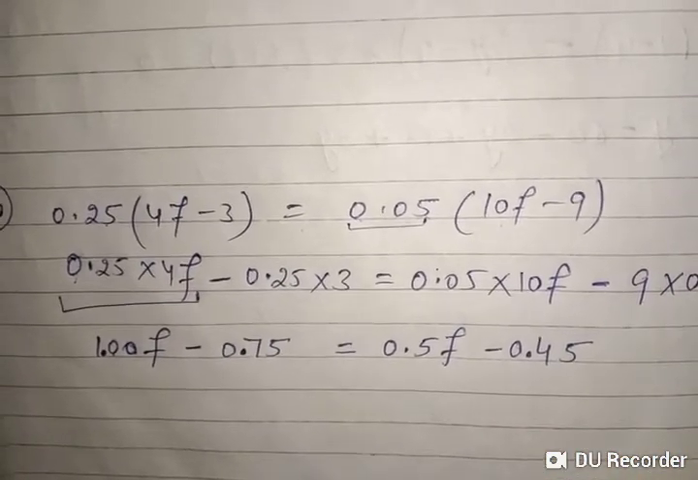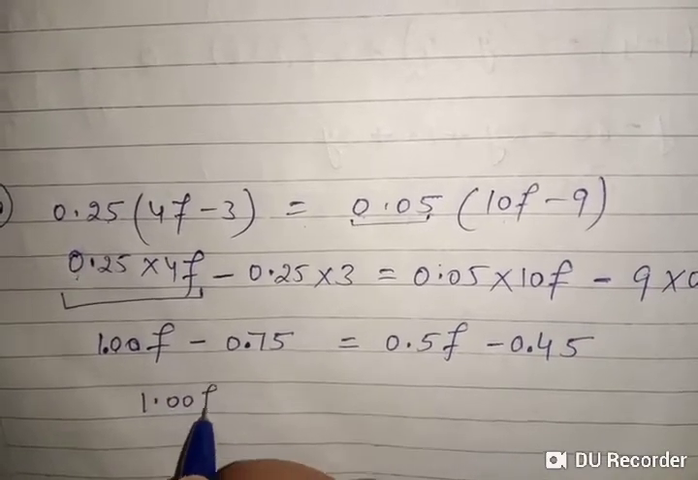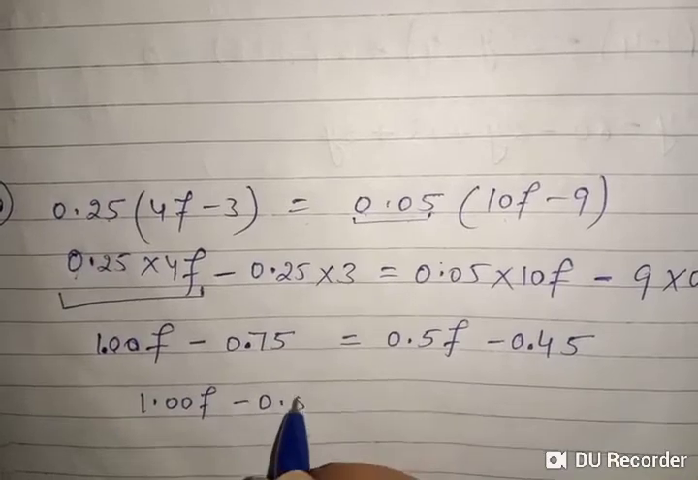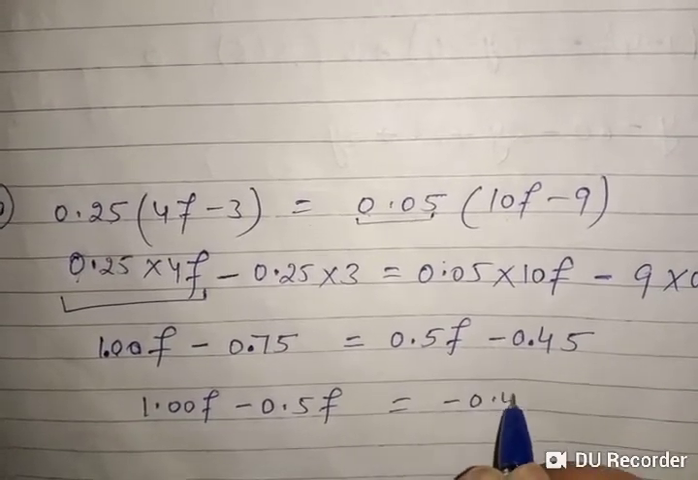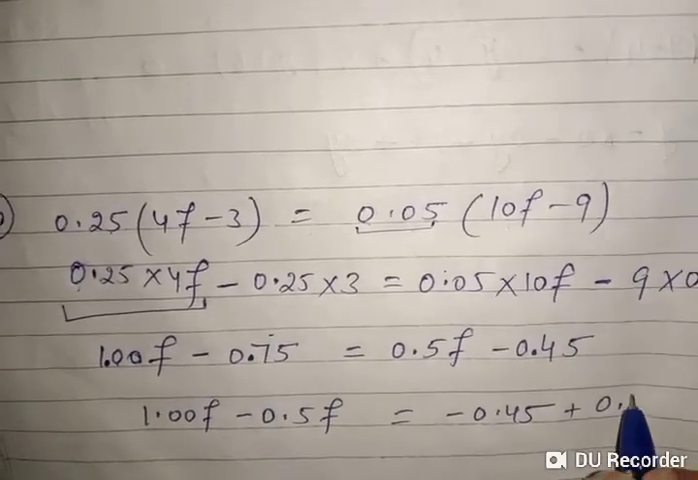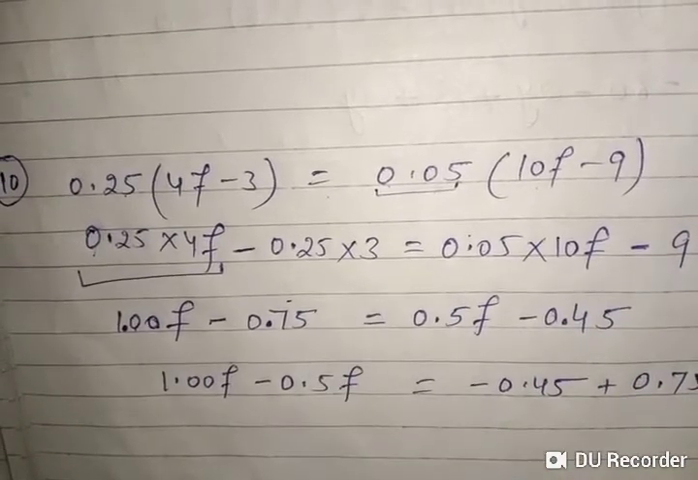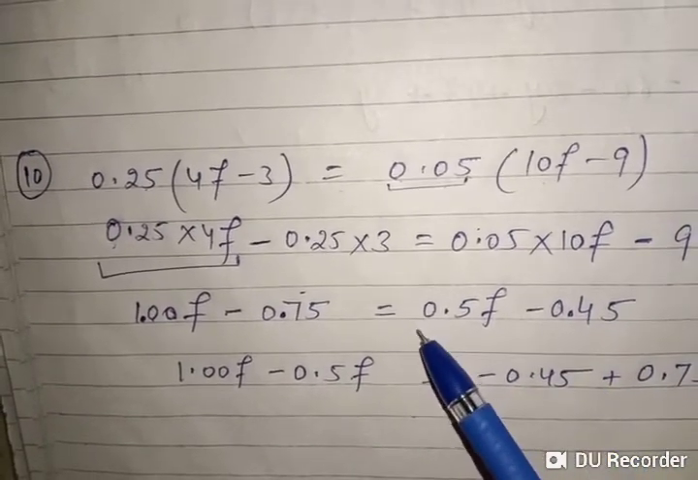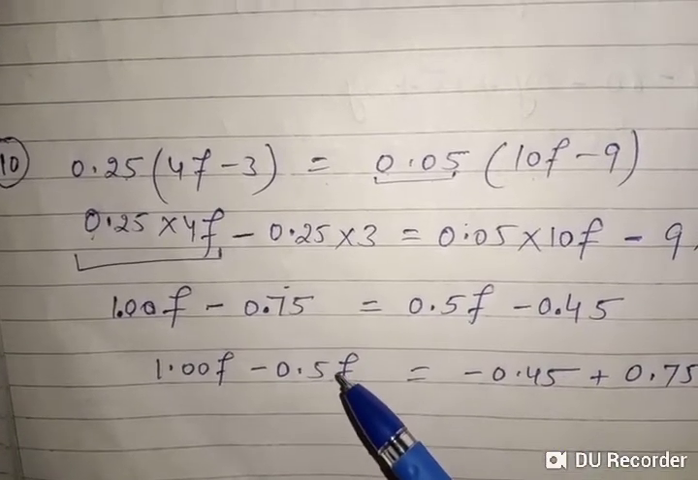And again the same steps, shift like terms on one side, so 0.5f will be shifted on left and minus 0.45 as it is, and this will be shifted on the right and it will become plus 0.75. This minus will become plus, and this 0.5f plus sign will become minus when we shift on the other side.